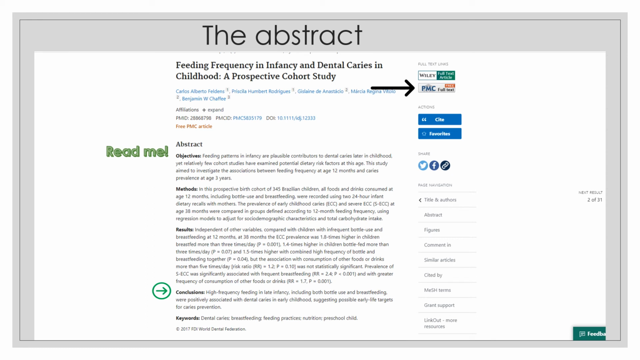Now, if you would like to pay for this article, you can absolutely click on that little Wiley full text article and go to that Wiley database and pay for the article if you'd like to, but you don't need to do that. So you can click on that one, the PMC, and it will take you over to where the full text is.